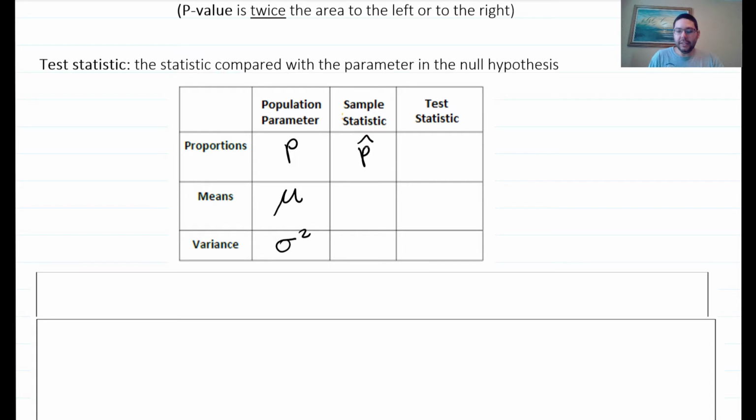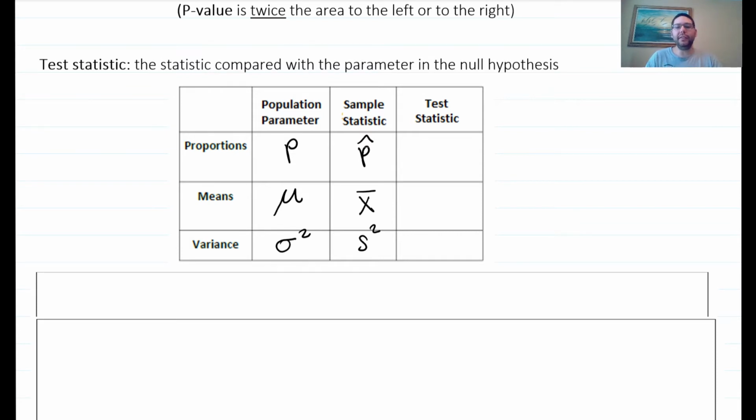For the sample mean, that's x bar. You guys may remember that. X bar is the sample mean. And then the sample variance is s squared. The sample standard deviation would just be s, but the sample variance is s squared.